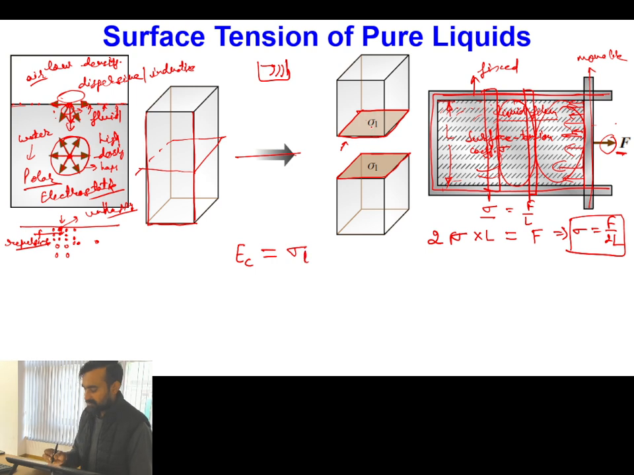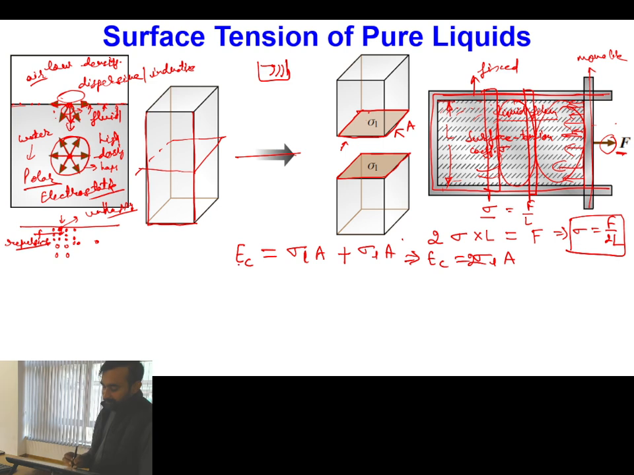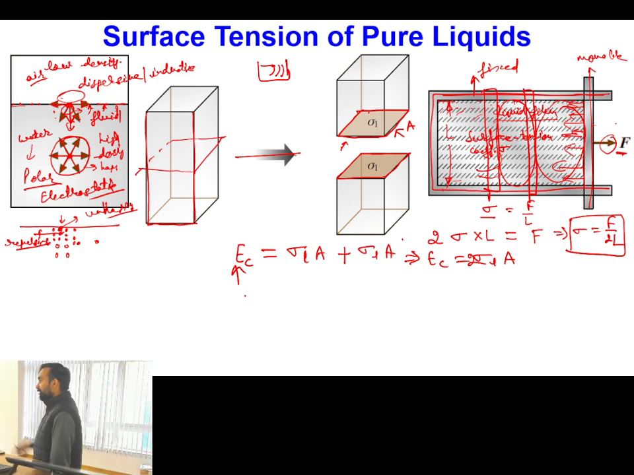Sigma L is the surface tension coefficient, and how much area have we created? Let's say A amount of area I have created. So sigma L into A from one side plus sigma L into A from the other side, and ultimately I will be getting E_C equal to 2 sigma L into A. Is this one clear? So what I told you, this is the amount of energy which I have invested in breaking the liquid column.